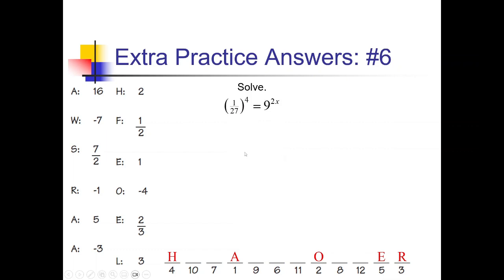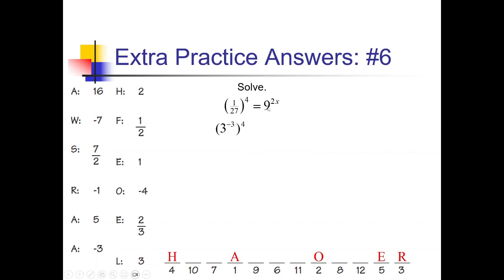On this one, number 6, we have a 1 over 27 and a 9. The common base between those is going to be a 3. 1 over 27 is really 3 to the negative 3, because this is really 1 over 3 to the 3rd. So I can write 3 to the negative 3 to the fourth.